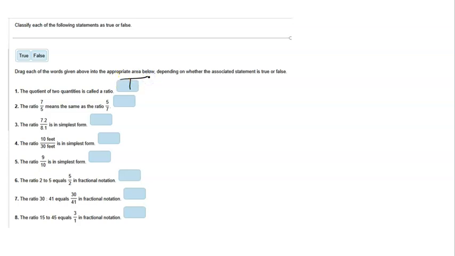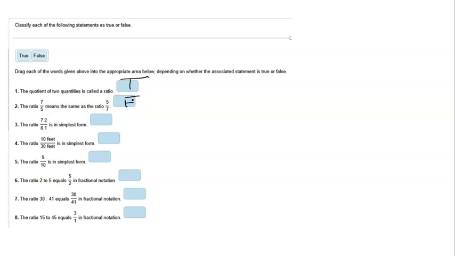The ratio 7/5 means the same as the ratio 5/7, and that's not true. You could read the first one as the ratio of 7 to 5. The second one is the ratio of 5 to 7, and we know 7/5 is not the same fraction as 5/7, so this one is certainly false.